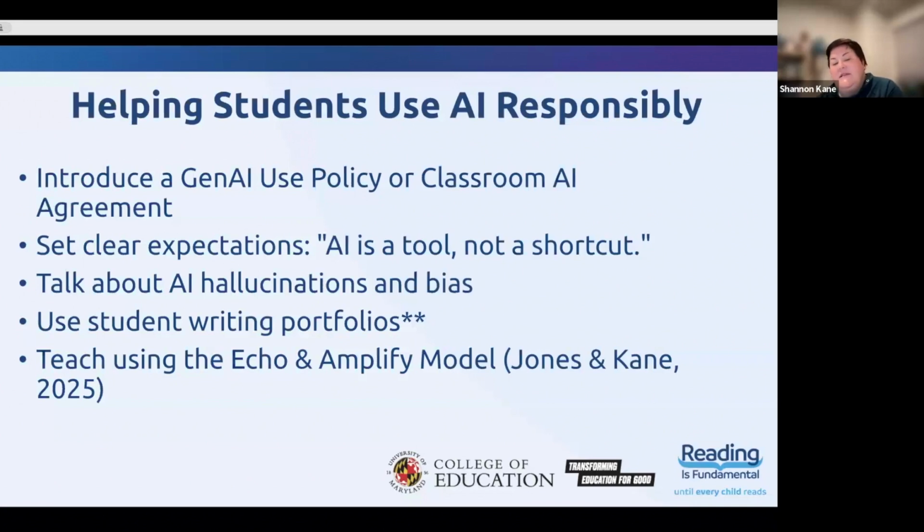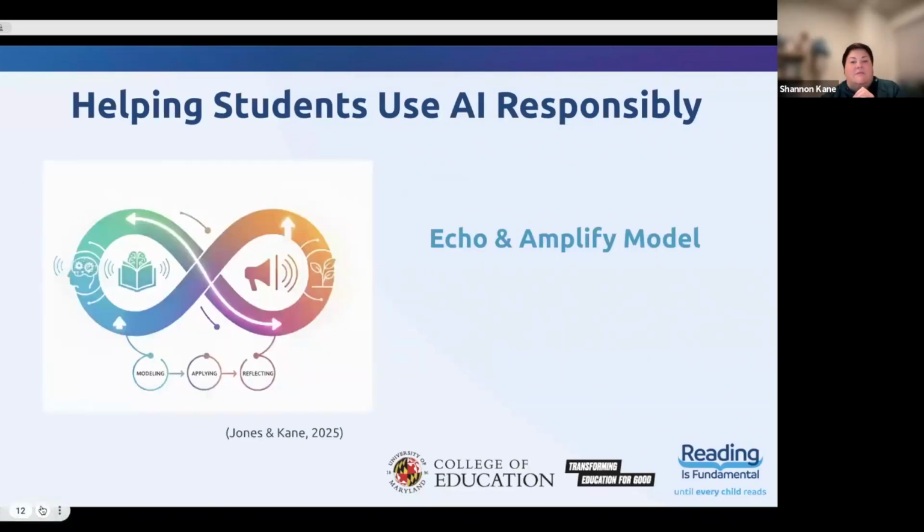And then the last thing is this idea of using the echo and amplify model that a colleague and I at the University of Maryland have been working on. We found that it's been really successful and can really help our students, whether it's our college students or K-12 students, to think about the use of AI critically. So I'll share a little bit about that, and then we're going to jump into some examples. So this model, right? We call it the echo and amplify model.